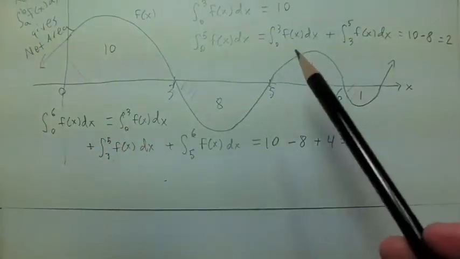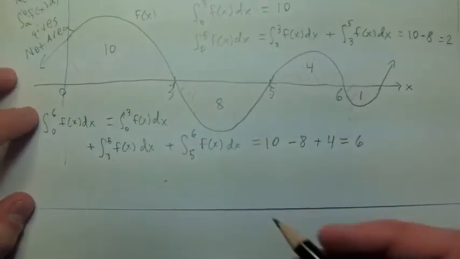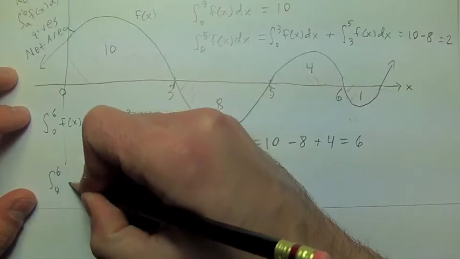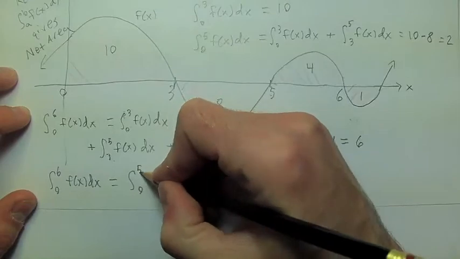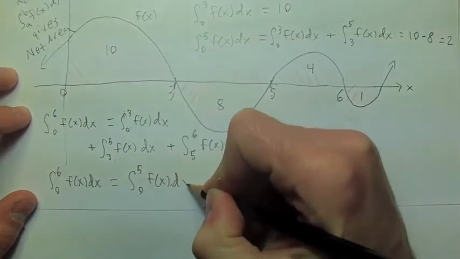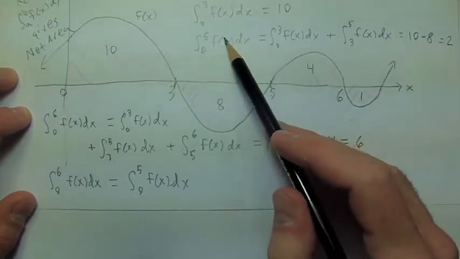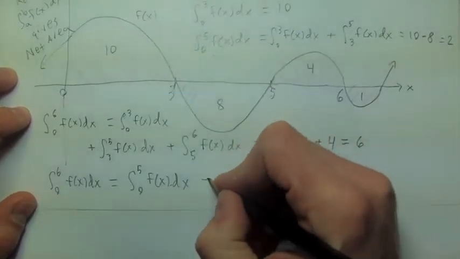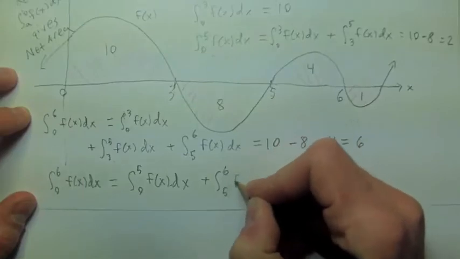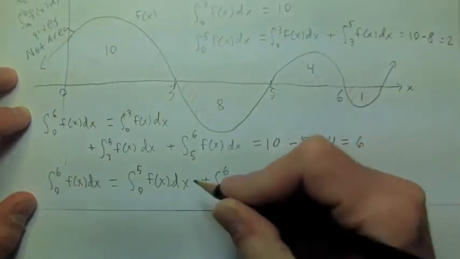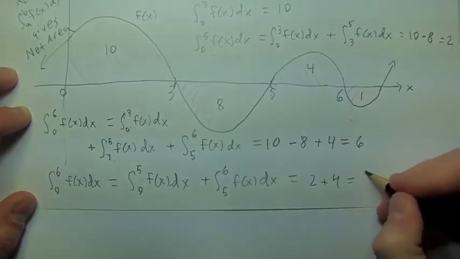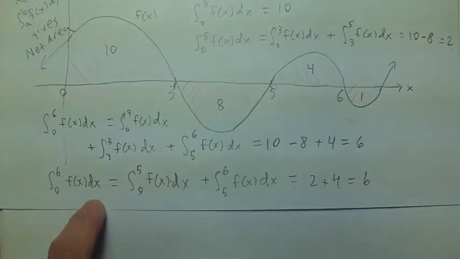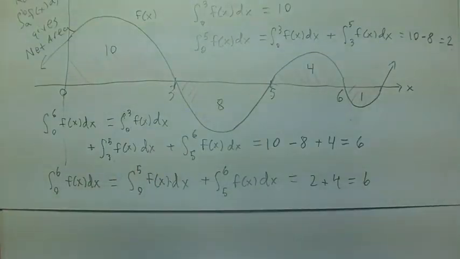Another way you could do this, if you were looking for the integral from 0 to 6 of f of x dx, is to do the integral from 0 to 5, which we just found in our previous problem, and then plus the next piece, 5 to 6. So 0 to 5 we found was 2, 5 to 6 is plus 4, so that's 6. That's where this is useful: we can split it up in any way that we find helpful in solving these problems.